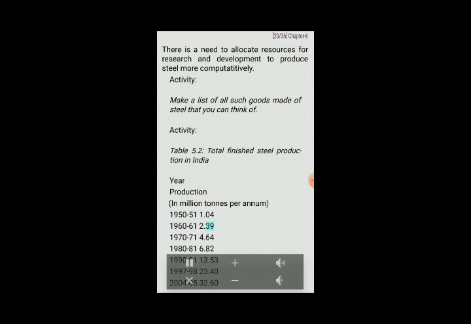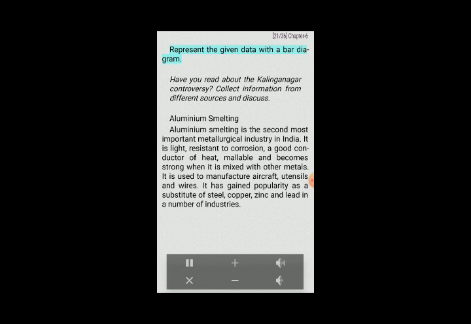1950-51: 1.04. 1960-61: 2.39. 1970-71: 4.64. 1980-81: 6.82. 1990-91: 13.53. 1997-98: 23.40. 2004-05: 32.60. Represent the given data with a bar diagram.